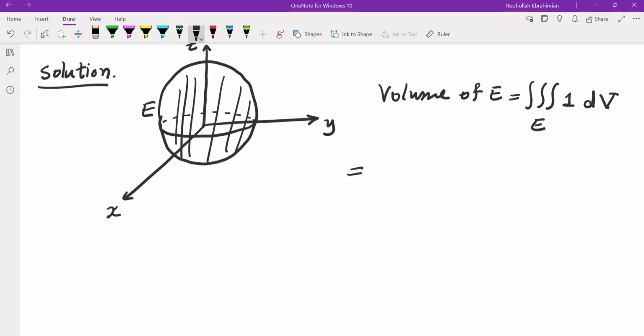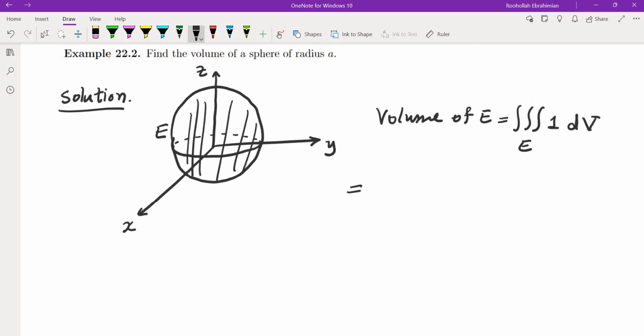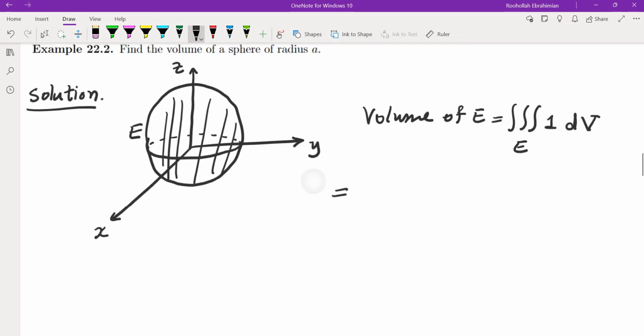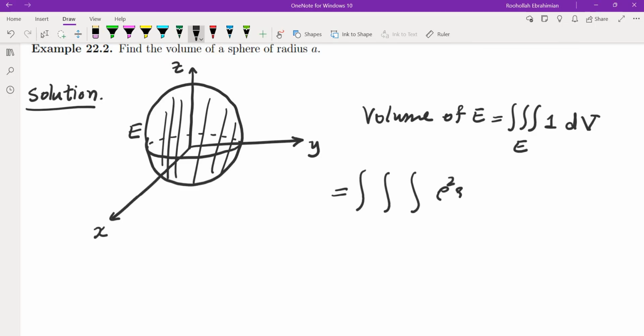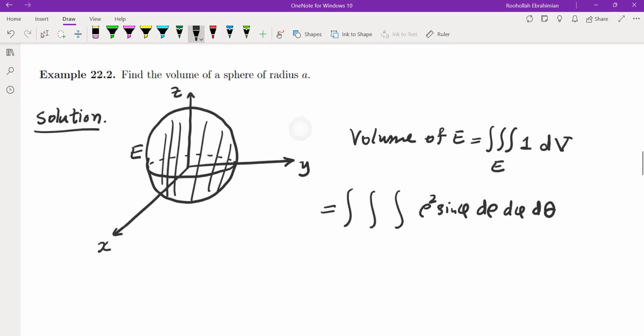Why do we switch to spherical? Because the region is a sphere and that's easier to deal with in spherical coordinates. Okay, so we're going to write down the integrand in terms of rho, phi, theta. Well, the integrand is just 1, so we don't need to do anything with that. dV is rho squared sine phi, based on what we just learned, d rho d phi d theta. So this portion is dV.